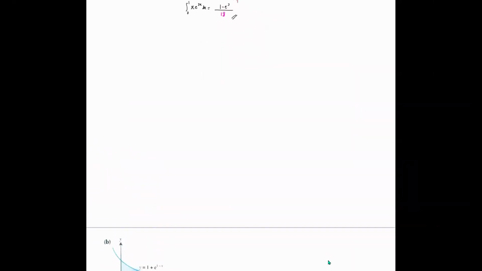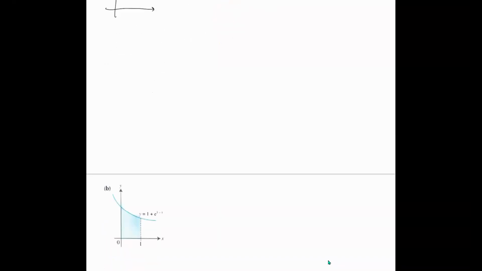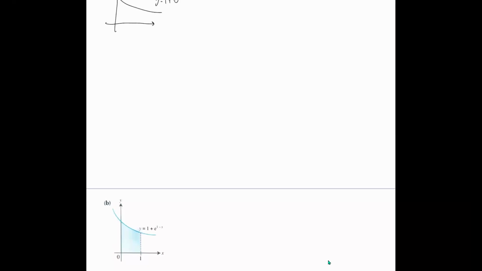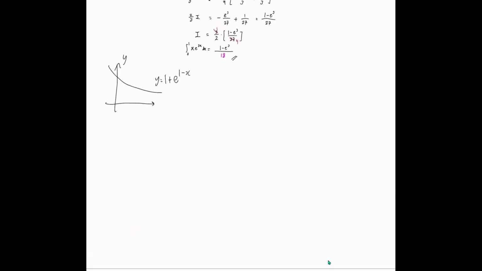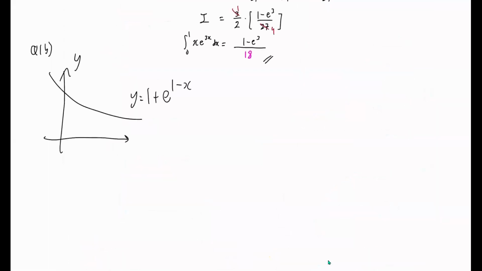Okay, you know what? Let me just copy the graph so I can edit it more easily. This is y equals 1 plus e power 1 minus x. Okay, this is question 1B. Let me see, I forgot to copy down something. The intervals, okay. Here's x equals 1. There is the region they want you to find the area of.